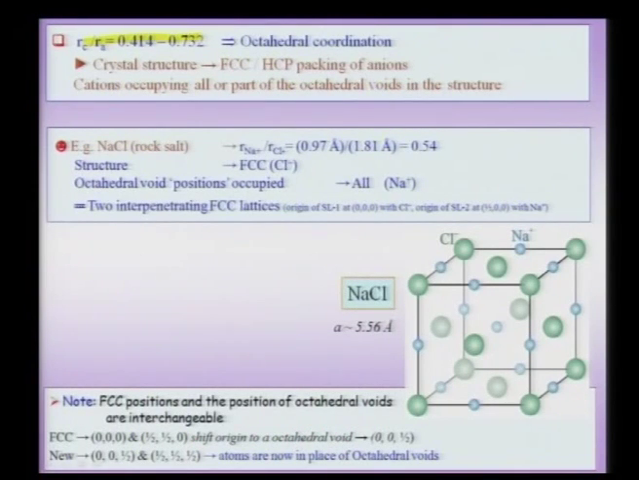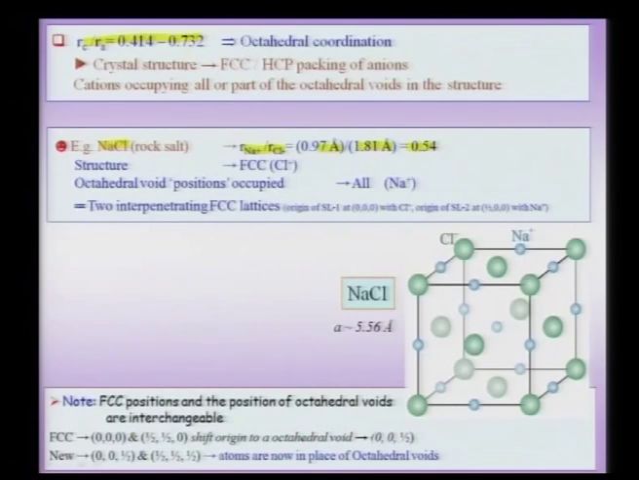Now, we have noted that when the RC by RA ratio is in the range of 0.414 to 0.732, you would have an octahedral coordination, and the crystal structure would be an FCC or HCP packing of anions. Now, let us take the example of sodium chloride. In sodium chloride, the radius of the sodium ion to the radius of the chlorine ion is 0.97 angstroms to 1.81 angstroms, which is 0.54. Clearly, 0.54 lies in the range of 0.414 to 0.732, which is the correct range for octahedral coordination.